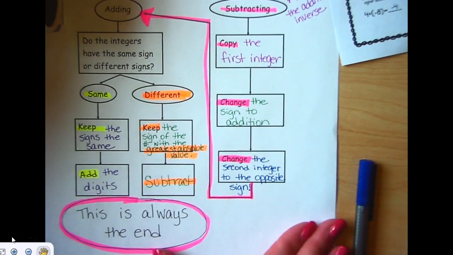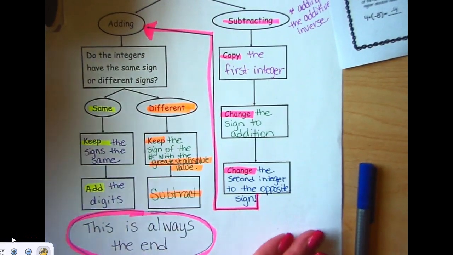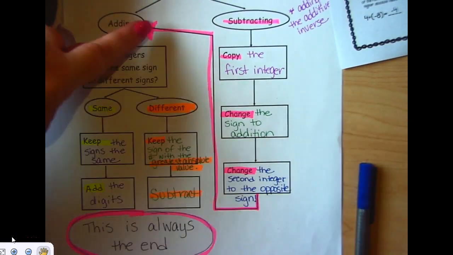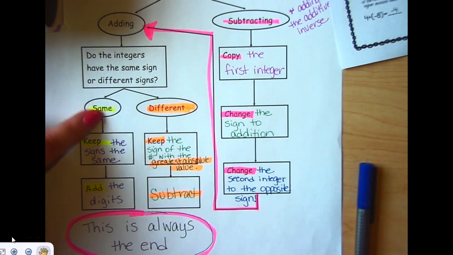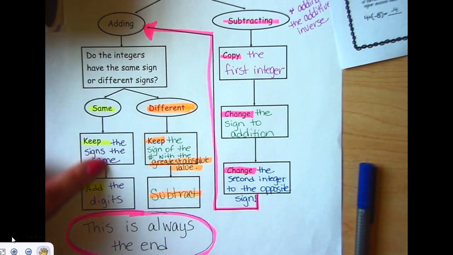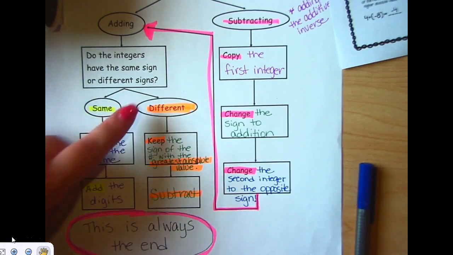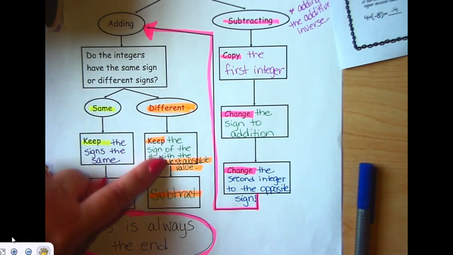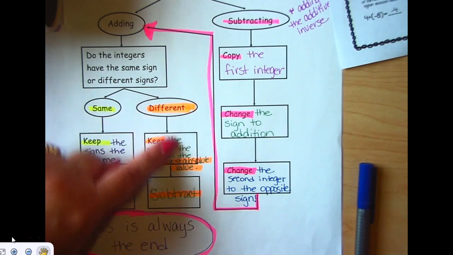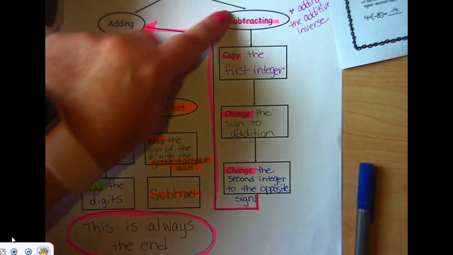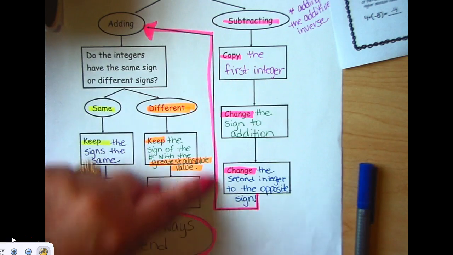So let's talk about one thing as we were going through these notes. Do you see how when I was following the flow chart and I went this way, I kept the highlighter color the same because this was the pattern for same? And then over here on this side, I kept the orange because that was that side. And then over here on subtracting, I kept the highlighter the same.